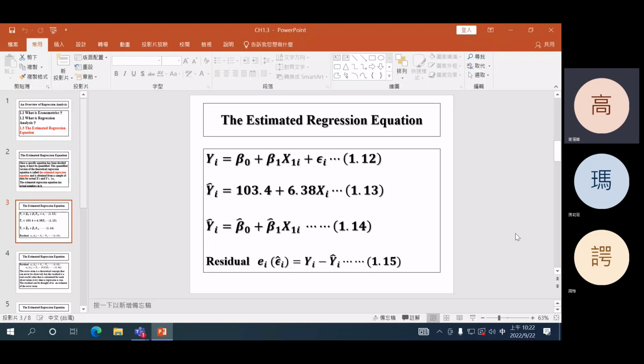But actually the y is here, right? You see what I'm saying here? So there's a difference. And this is what we say epsilon i, or we say e i, which represents the error terms. And this estimation of the error terms is called residual. Okay? Understand what I'm saying here?